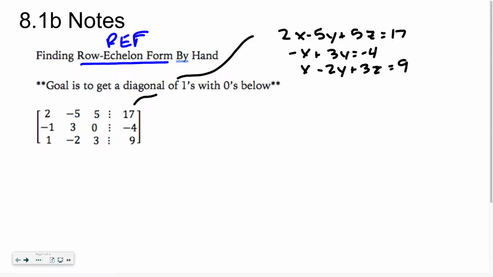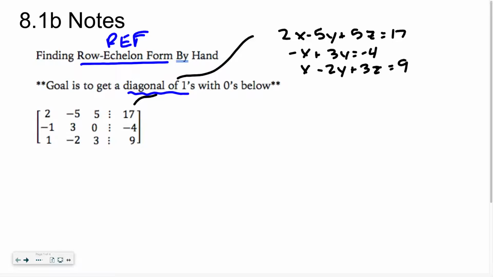So really what you're trying to do is create a diagonal of 1s. So starting up at the top left of your matrix, have a diagonal of 1s going down, and underneath every 1 is only zeros. Okay. You can have other terms behind the 1, so you can have other values above a 1, but underneath a 1 it has to be all zeros.